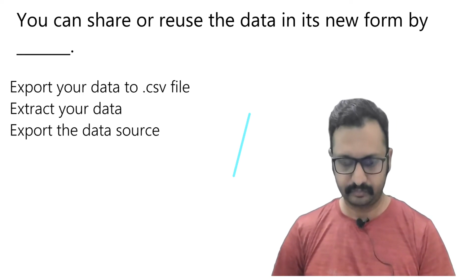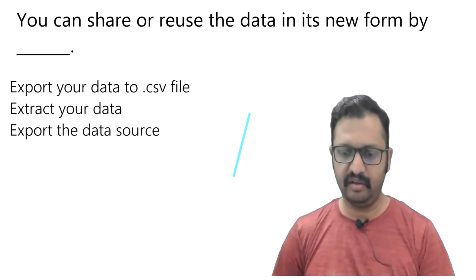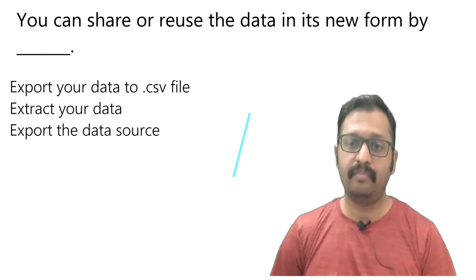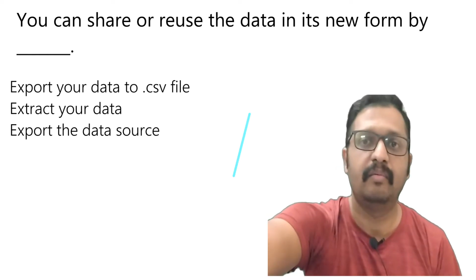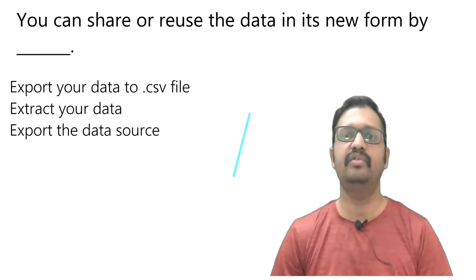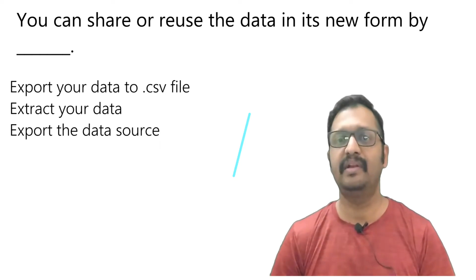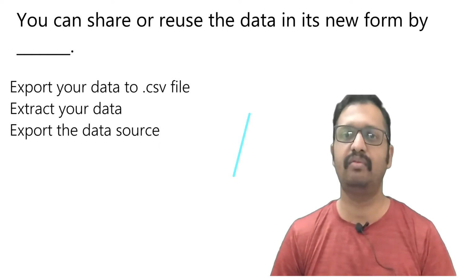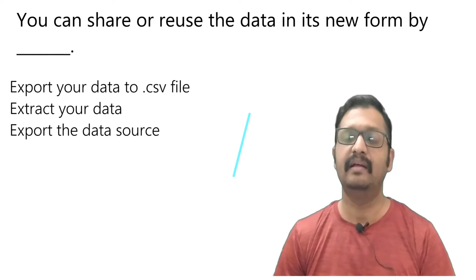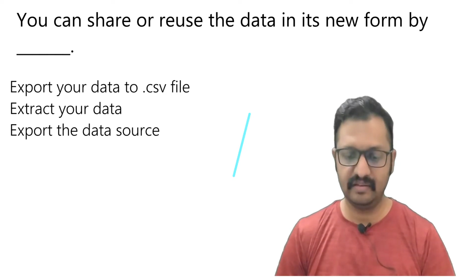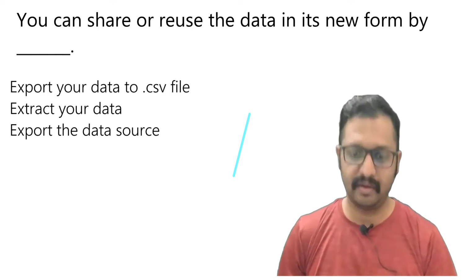Next question. There are 3 ways by which you can share or reuse the data in its new form. First one is export your data to a .csv file, then extract your data, then export the data source. In these 3 ways you can share or reuse the data.